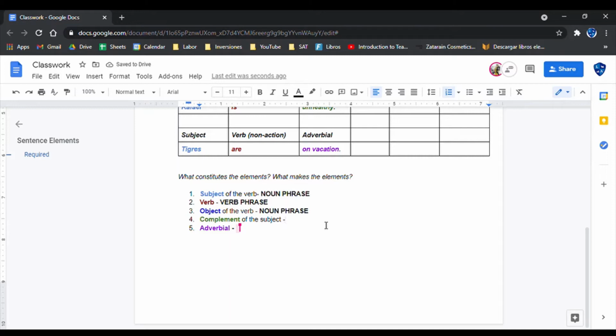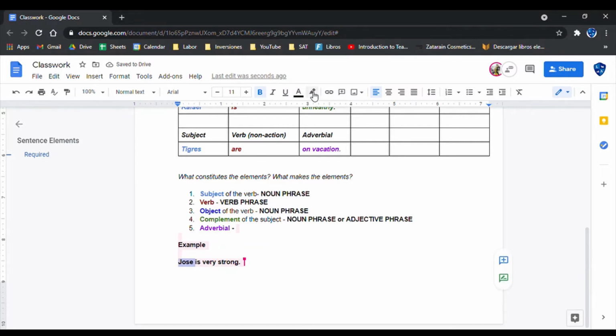Now we get to the complement. The complement can be two things. It can be a noun phrase or an adjective phrase. So let's look at an example of complement with a noun phrase and complement with an adjective phrase. So examples, we can say, Jose is very strong.